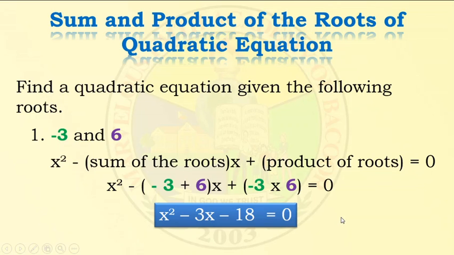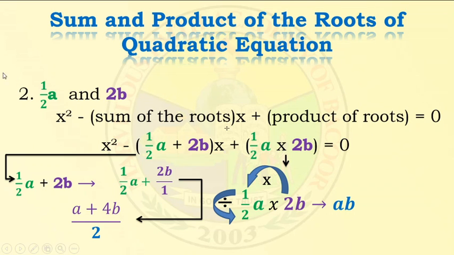Okay? For example number 2, we have 1 over 2a and 2b. Okay? So, the same pa rin ng process. Ayan. X squared minus given and then yung sum of roots natin. Tapos, variable x para sa linear term plus yung product of roots and then equals to 0. Okay? So, unang-una, isi-solve muna natin yung sum. Paano ba kunin yung sum ng 1/2 a plus 2b?